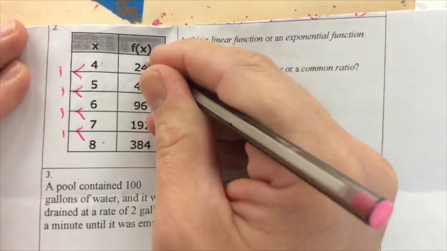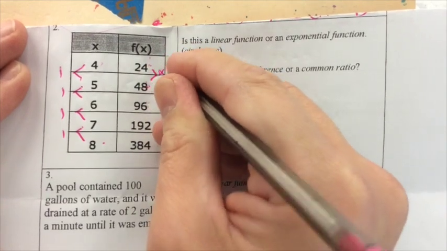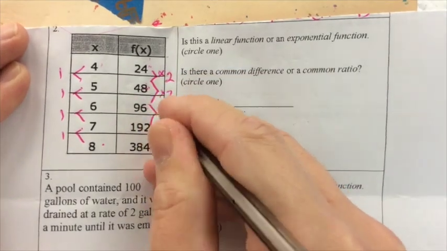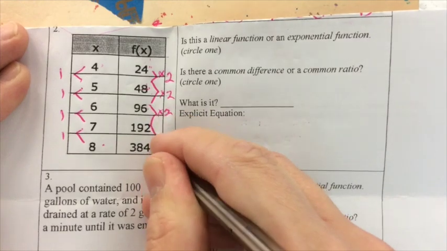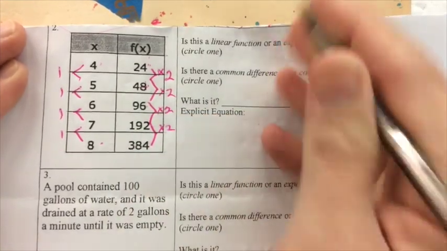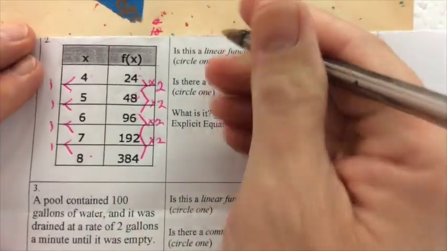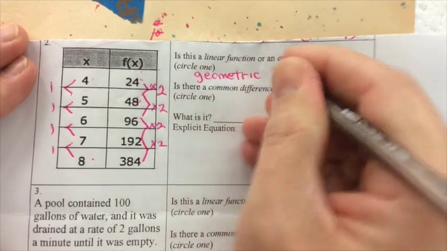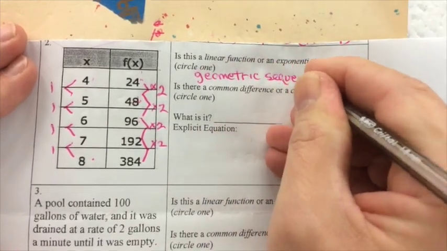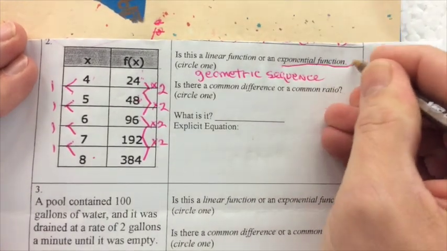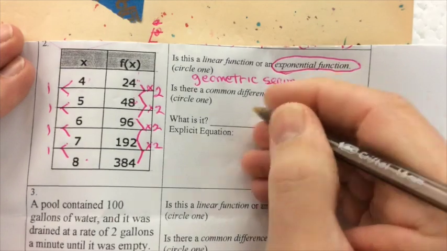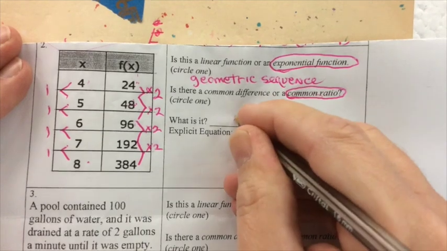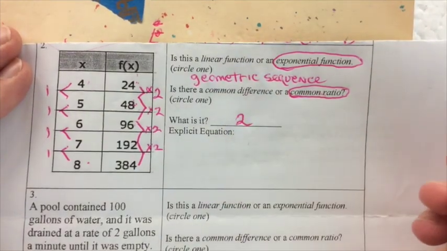Am I multiplying anything? 24 times 2 is 48. 48 times 2 is 96. 96 times 2 is 192, and 192 times 2 is 384. So this is a geometric sequence, which makes it an exponential function. It's got a common ratio instead of a common difference. And that common ratio is 2.